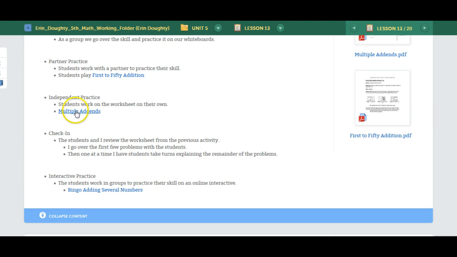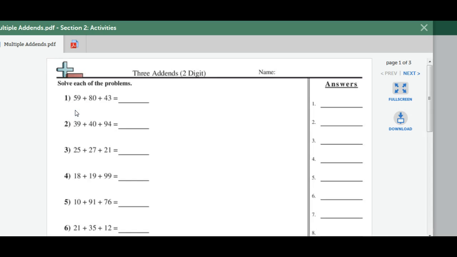Next day, the students are working on their own. And they have 3 two-digit numbers that they have to add together. These problems are listed horizontally, so the students are expected to show their work on this sheet.